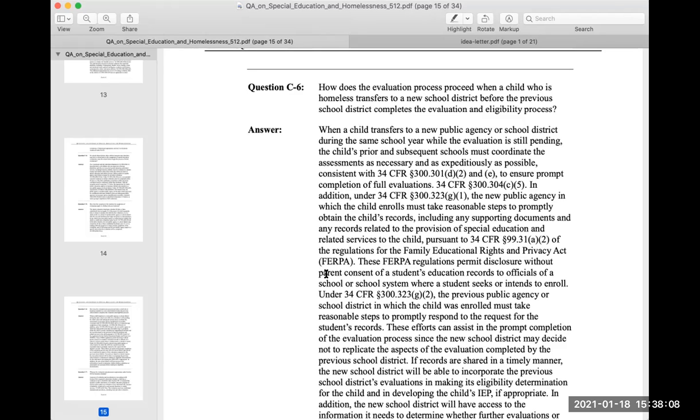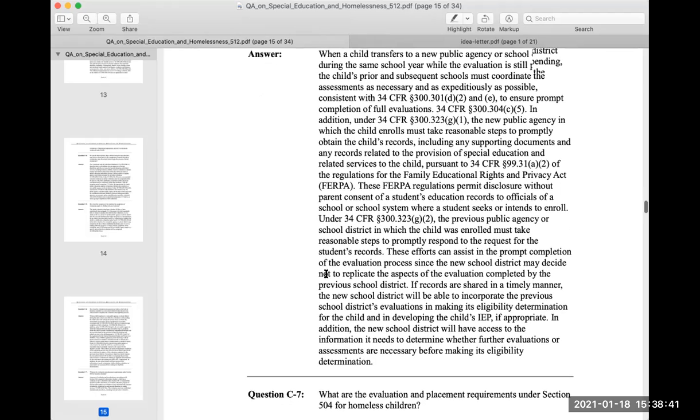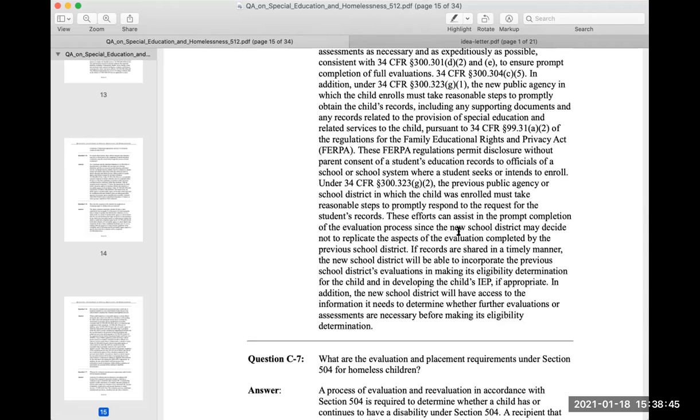In addition, under 34 CFR paragraph 300.323(g)(1), the new public agency in which the child enrolls must take reasonable steps to promptly obtain the child's records, including any supporting documents and any records related to the provision of special education and related services to the child, pursuant to 34 CFR paragraph 99.31(a)(2) of the Regulations for the Family Educational Rights and Privacy Act, FERPA. These FERPA regulations permit disclosure without parent consent of a student's education records to officials of a school or school system where a student seeks or intends to enroll. Under 34 CFR paragraph 300.323(g)(2), the previous public agency or school district in which the child was enrolled must take reasonable steps to promptly respond to the request for the student's records.